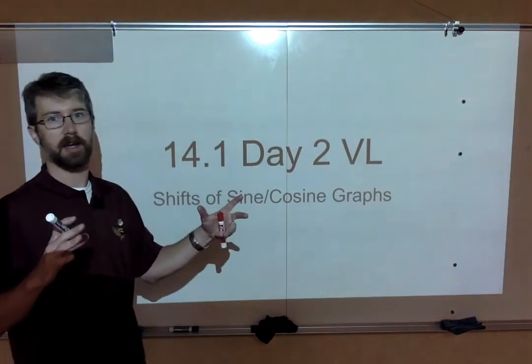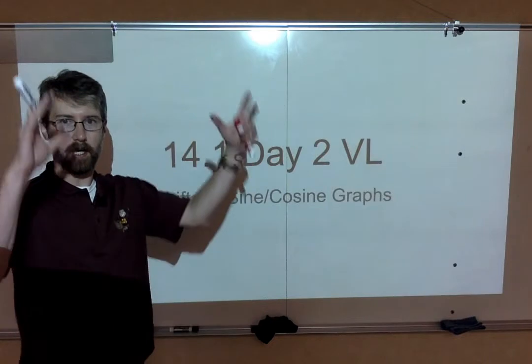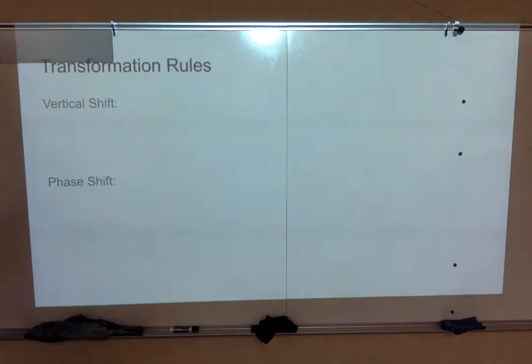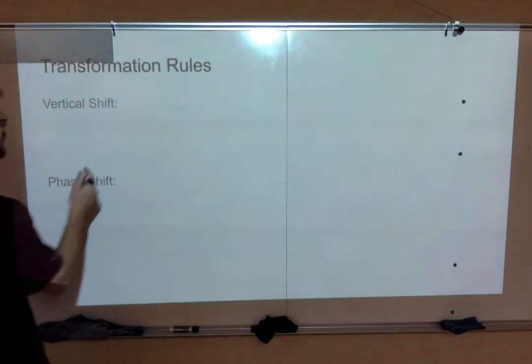So we've got sine and cosine graphs down, hopefully. Now we're going to move them up, down, and then side to side as well. So starting out with our transformation rules. Vertical shift looks like this.